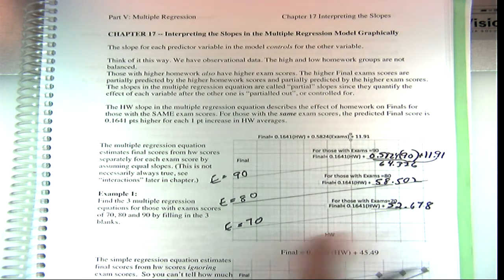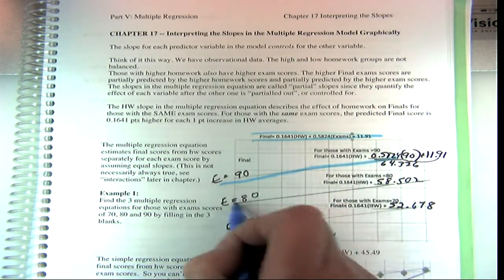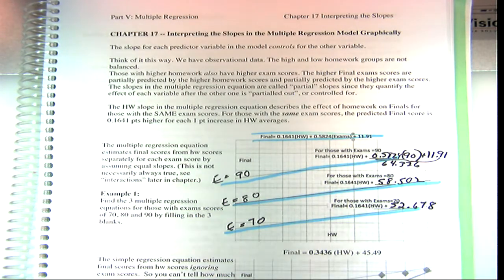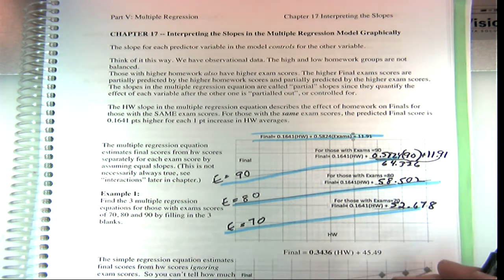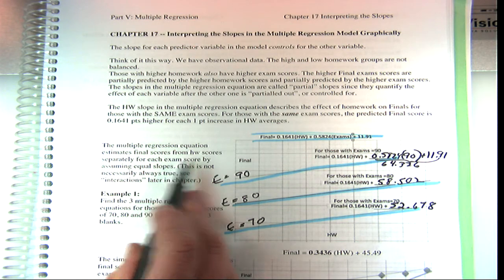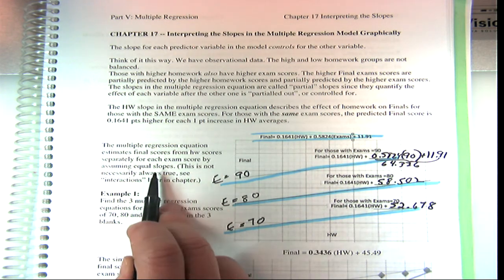And the slope is the same, and so this is a multiple regression equation. This is multiple regression, and here's what it looks like. They have parallel slopes for different values of the homework. Okay? Does that make sense? All right. So that's what it says here. The multiple regression equation estimates these final scores from homework scores for each separately, assuming equal slopes.